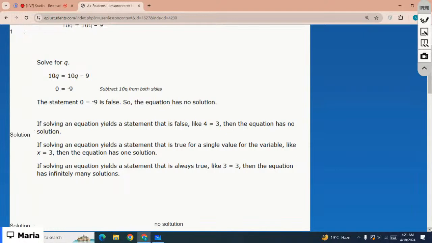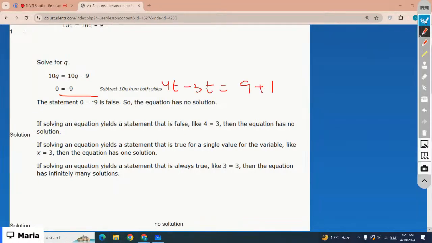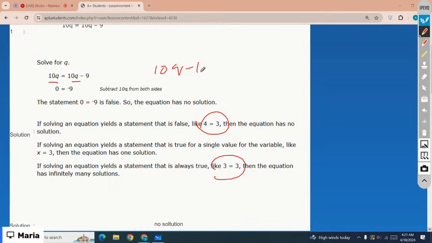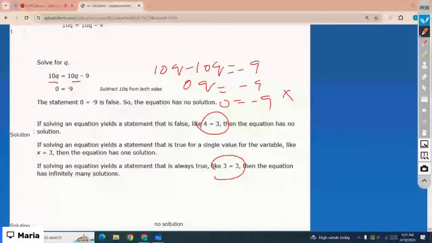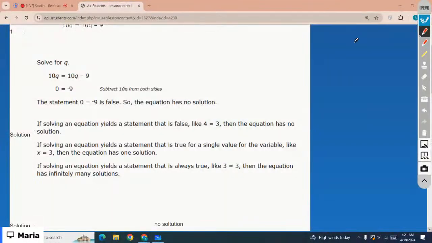So far we have solved so many equations, right? Usually they all have a solution like x equals 3, right? So that means in this case the equation has only one solution. Now we can have solutions like this and this, right? Like here you can see you solve this equation 10q minus 10q equals negative 9. So 0q equals negative 9, that means 0 equals negative 9, but that is false, right? In this case the equation has no solution. Got it? Okay, let's just start with the practice questions.